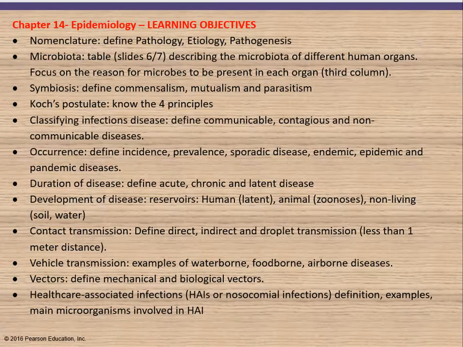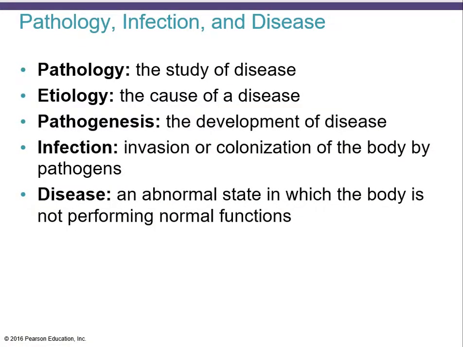Okay, so we're gonna divide this class in three, where the first part we're gonna talk all the way to Koch's postulate. So let's define pathology, infection, and disease. Pathology is the study of the disease. Etiology is the cause of the disease. So if I say, what is the etiological agent of a specific disease, you know that you're gonna be talking about which microbe is causing the disease, right?